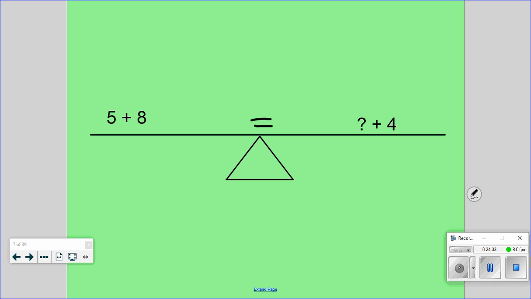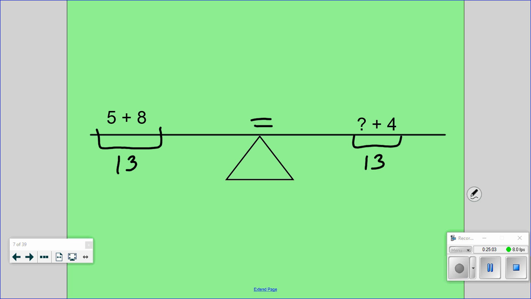Can someone tell me what's the first thing that I do? What do I need to do first? Stanley? Yeah, I need to figure out what at least one side of my balance is. What's the value of 5 plus 8? Go ahead, Stanley. 13. That means that other side is going to be worth 13.